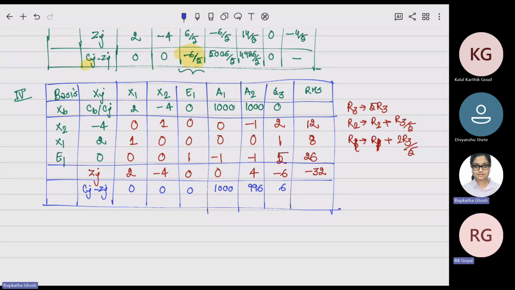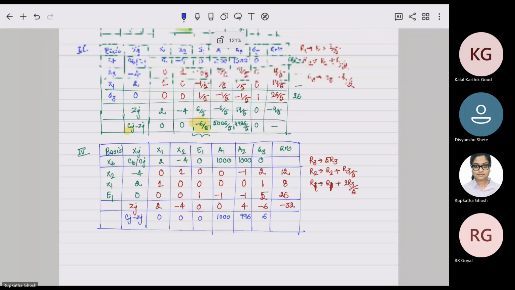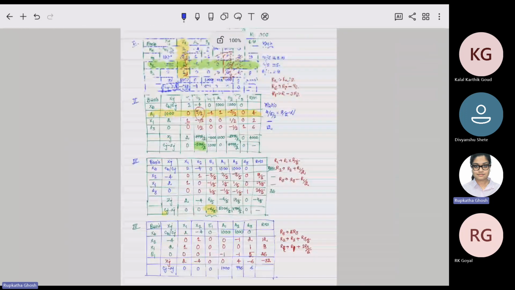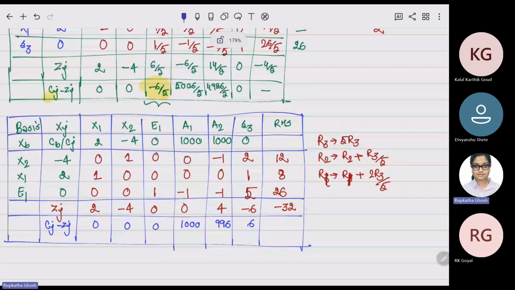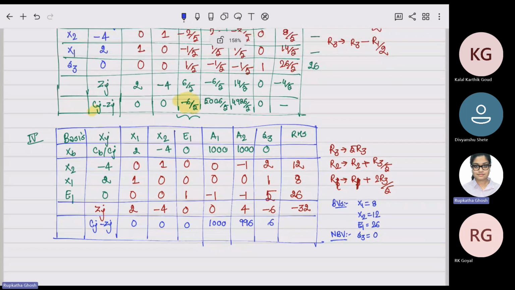Okay. So what are the optimal solutions? So now your basic variables are x1. Your final solution. I'll write it here only. Basic variables are x1 is 8, x2 is 12, e1 is 26, and in your non-basic variable, s3 is 0. Okay, artificial variables we do not really consider. So how is the optimal solution? Degenerate or non-degenerate? How do you write it?